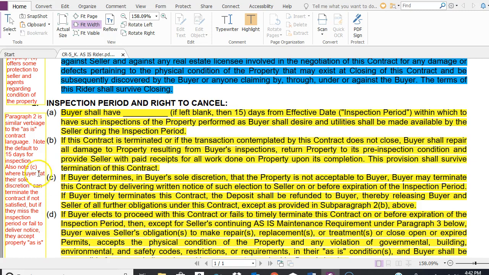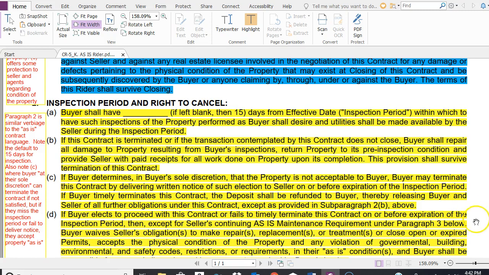Part C, if the buyer determines in their buyer's sole discretion, that's a huge word, by the way. We talked about it in the as-is contract, but that gives the buyer sole discretion to cancel the contract. It doesn't matter if the seller agrees with it or not. So if you don't like that verbiage as a seller's agent or a listing agent, then don't allow this contract. I'm just telling you, it's a very broad term. It allows a buyer a get out of jail free card 100%.